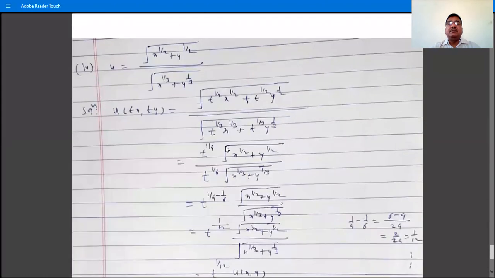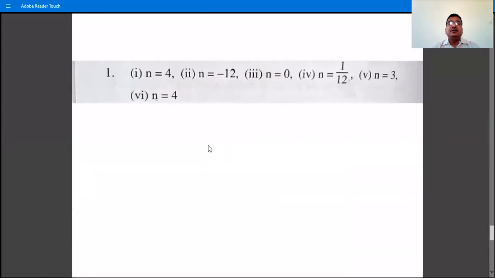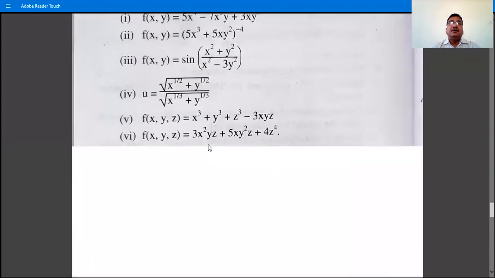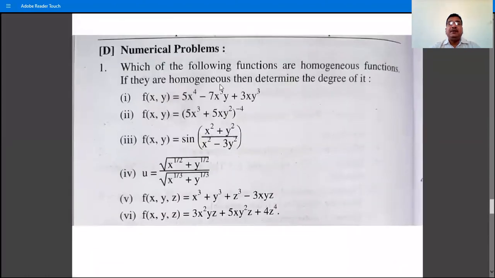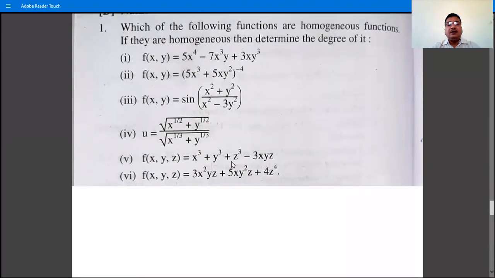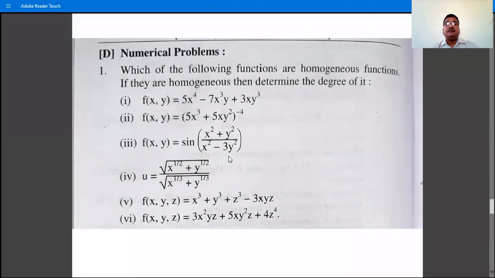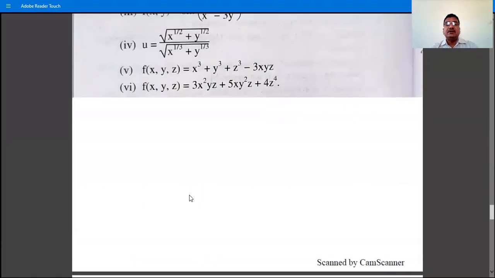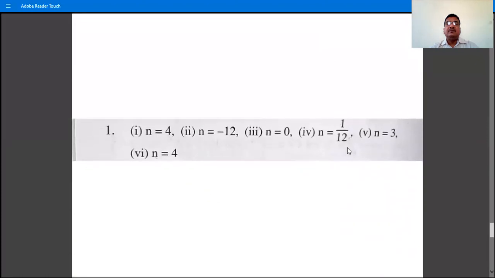How can we check whether a function is homogeneous? Find f(tx,ty), or for these two problems find f(tx,ty,tz), and if it is expressed in the form t raised to n f(x,y,z), then we say it is a homogeneous function of degree n. So solve these problems. Answers are given.